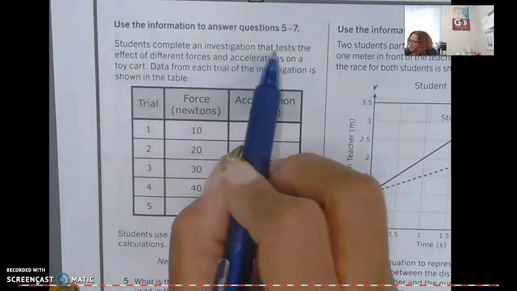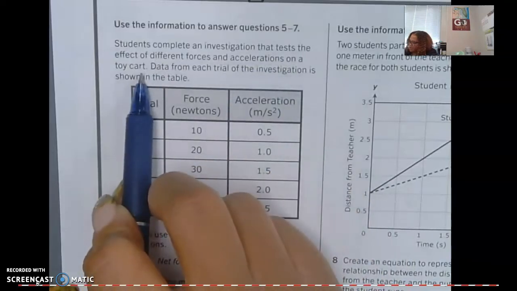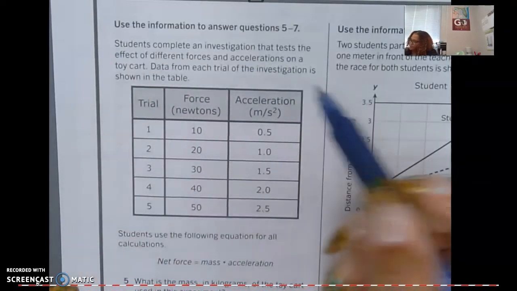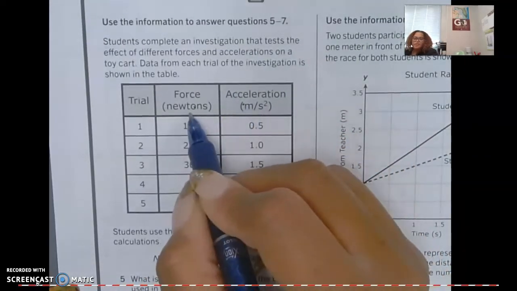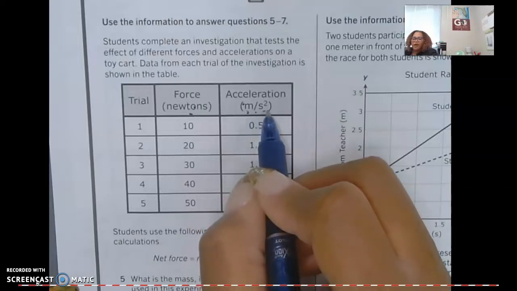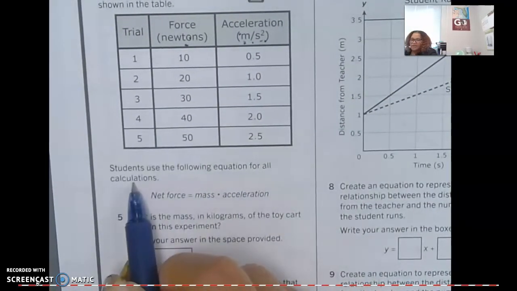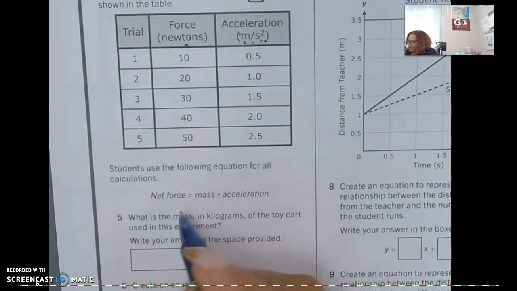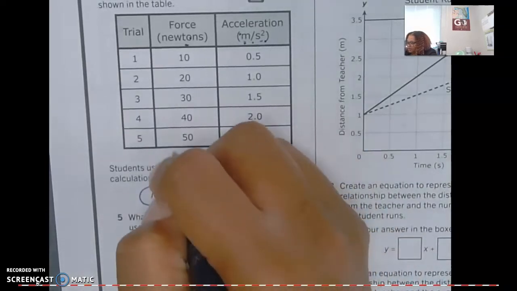Students complete an investigation that tests the effect of different forces and accelerations on a toy cart. Data from each trial of the investigation is shown in the table. Force is in newtons, acceleration is in meters per second squared. It says students use the following equation for all calculations: net force equals mass times acceleration. Do not overlook this. This is an equation.